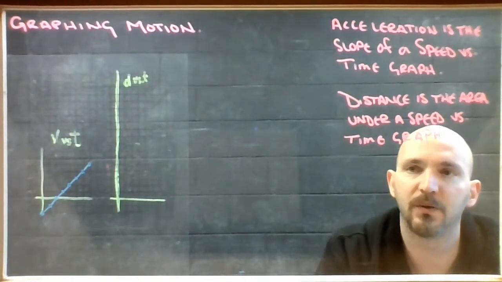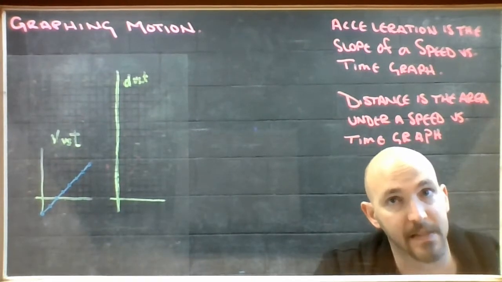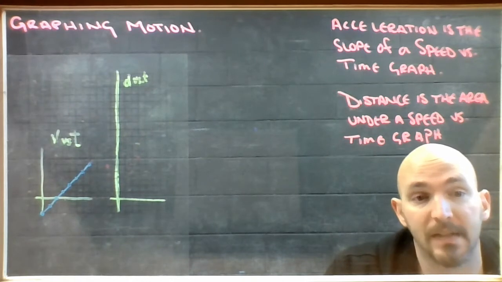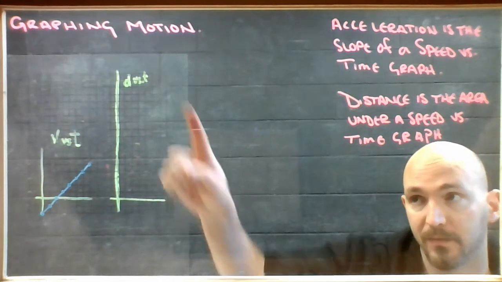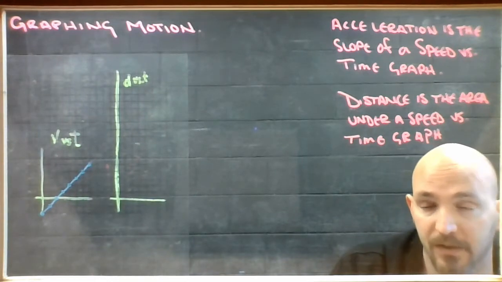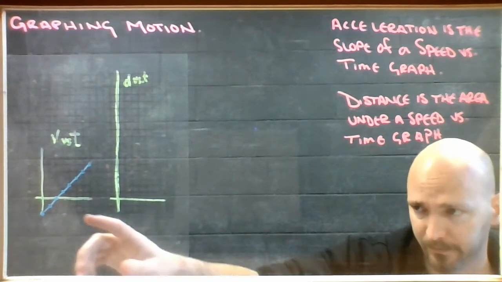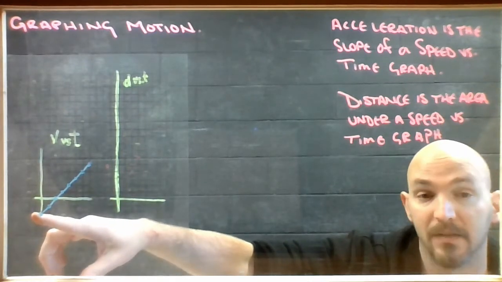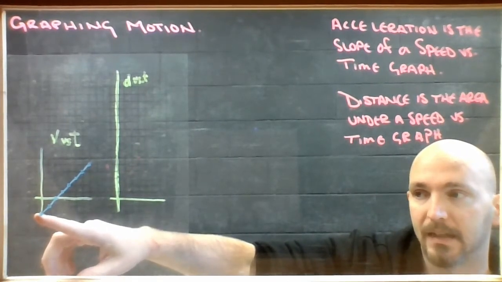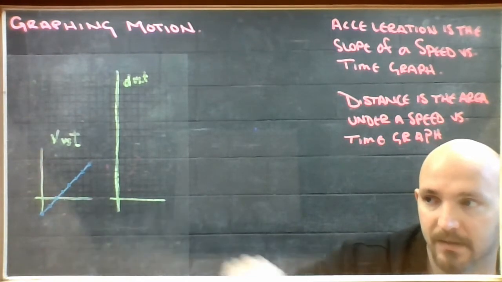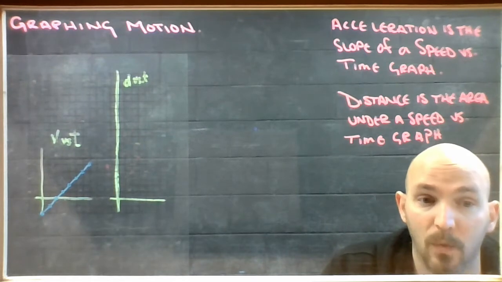So I'm going to use this idea that the distance is the area under a speed versus time graph in order to construct a distance versus time graph here from the speed versus time graph of a particular action. So this particular device seems to be starting at a speed of negative 2, and then its speed is increasing by 1 every second. So it has an acceleration of 1 meter per second.